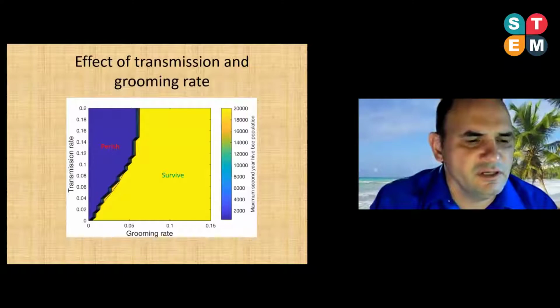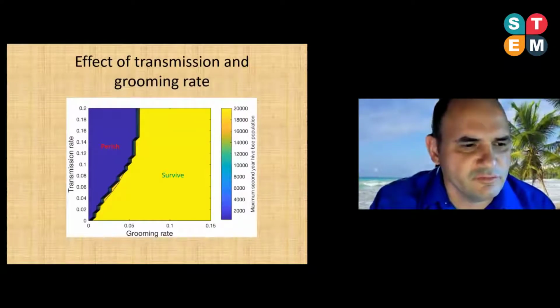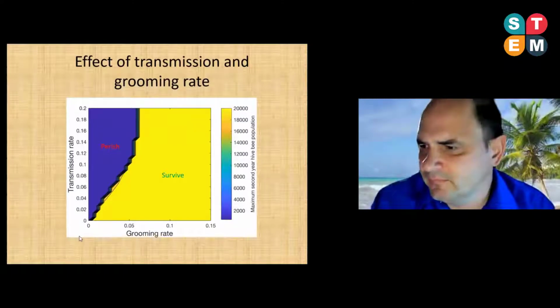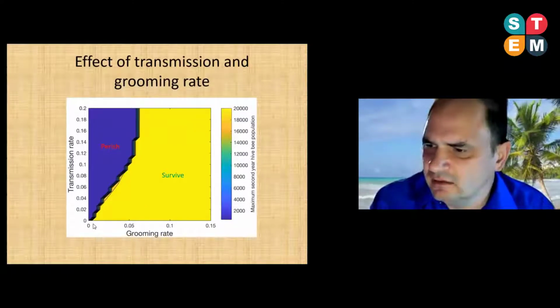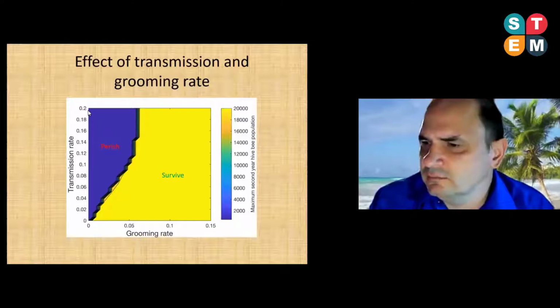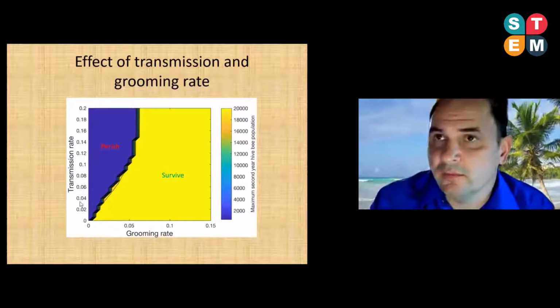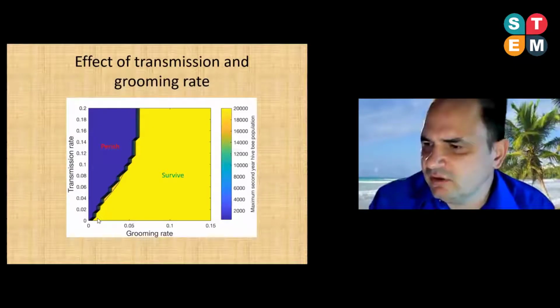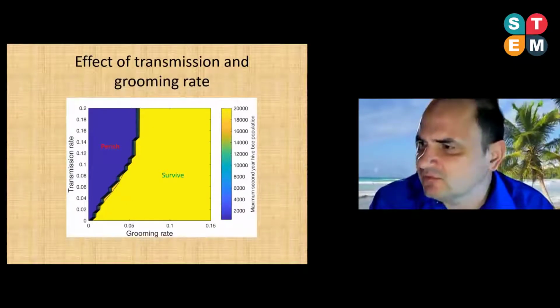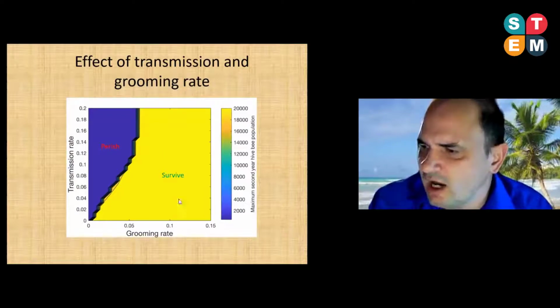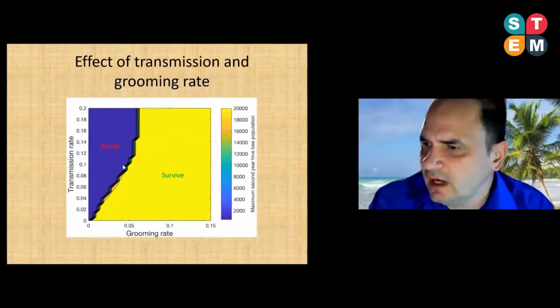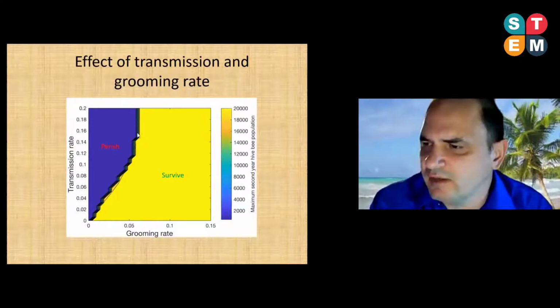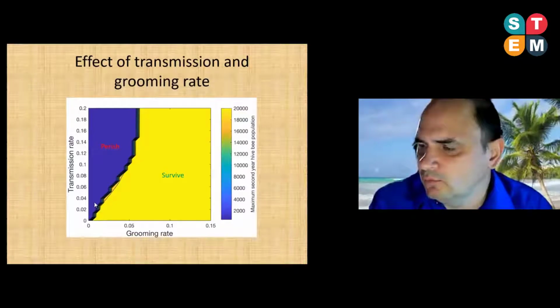In the next simulation here, I use 32 different grooming rates ranging from 0 to 0.15 here on the x-axis, and 32 different transmission rates here. So the transmission rate is a rate at which bees can become infested with mites. And what I'm plotting here is the maximum second-year hive bee population. So when it's high, here in the yellow, the colony survived. But in the blue, the bee population actually perished. And there's a sharp line between when it perishes and when it survives.